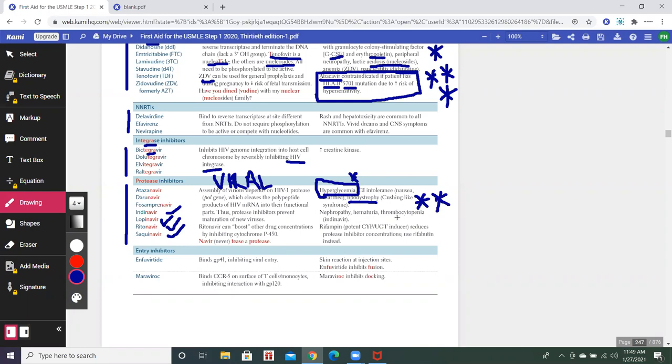Nephropathy, hematuria, thrombocytopenia happen with indinavir, not high yield. Do not focus on this. Rifampin reduces protease inhibitor concentration. Use rifabutin instead, not high yield.